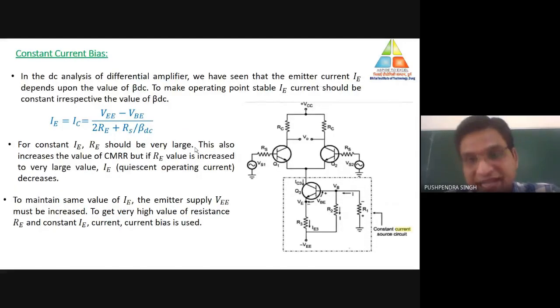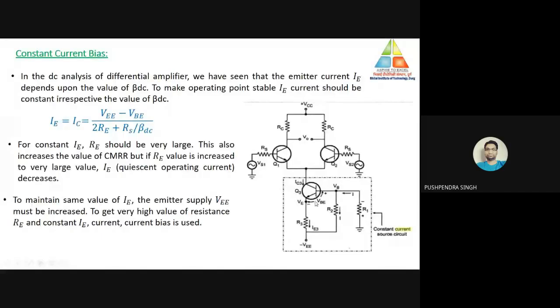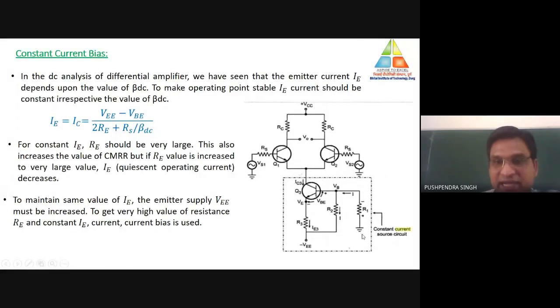So the very first method is the constant current biasing circuit. The main thing for making the value of common mode gain 0 is that we need to make the emitter current constant. And what kind of changes are we making here? We are connecting one additional transistor at the emitter terminal of both the transistors. That is, the emitter resistance is replaced by this constant current source. This complete diagram is for what?